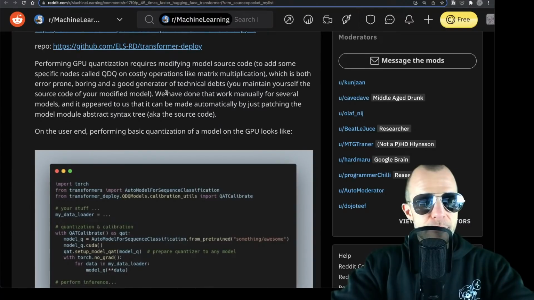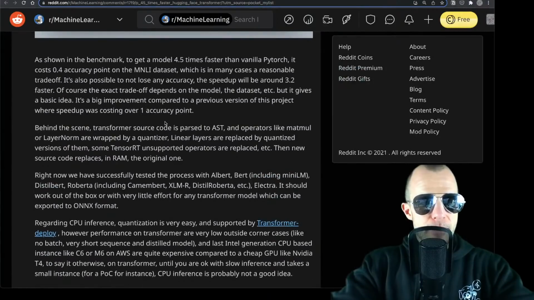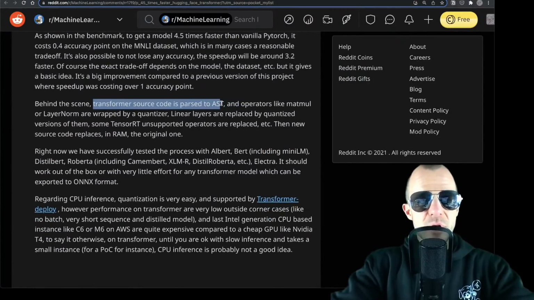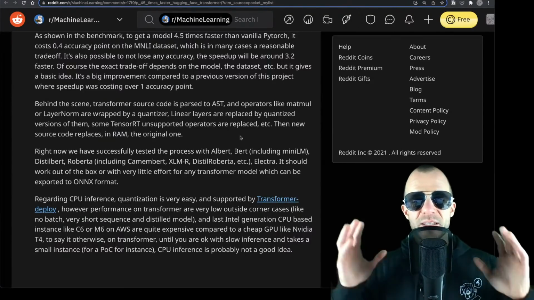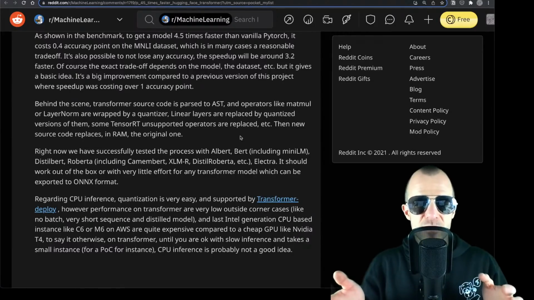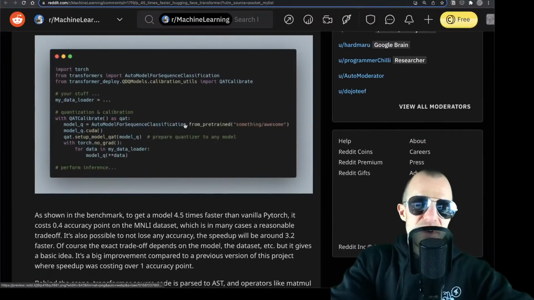Behind the scene, transformer source is parsed to AST. Operators like matrix multiplication or a layer norm are wrapped by a quantizer. Linear layers are replaced by quantized versions of them, and some unsupported operators are replaced. So this is very automatic. You plug it in, and it does as much as it can for you. This is not a substitution for you writing good code, but it can speed up your inference a little bit.